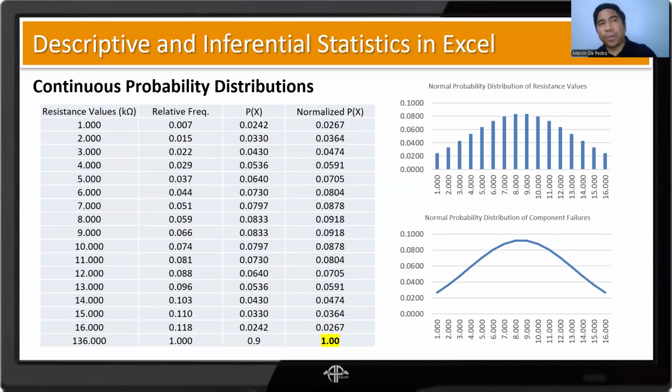Okay, continuous numerical data. To do that, first we have to find the relative frequency, and then we come up with our corresponding probability using the normal distribution function. For example, out of all these resistance values, the total resistance that we have is 136. So we just divide by 136. We have the relative frequencies.